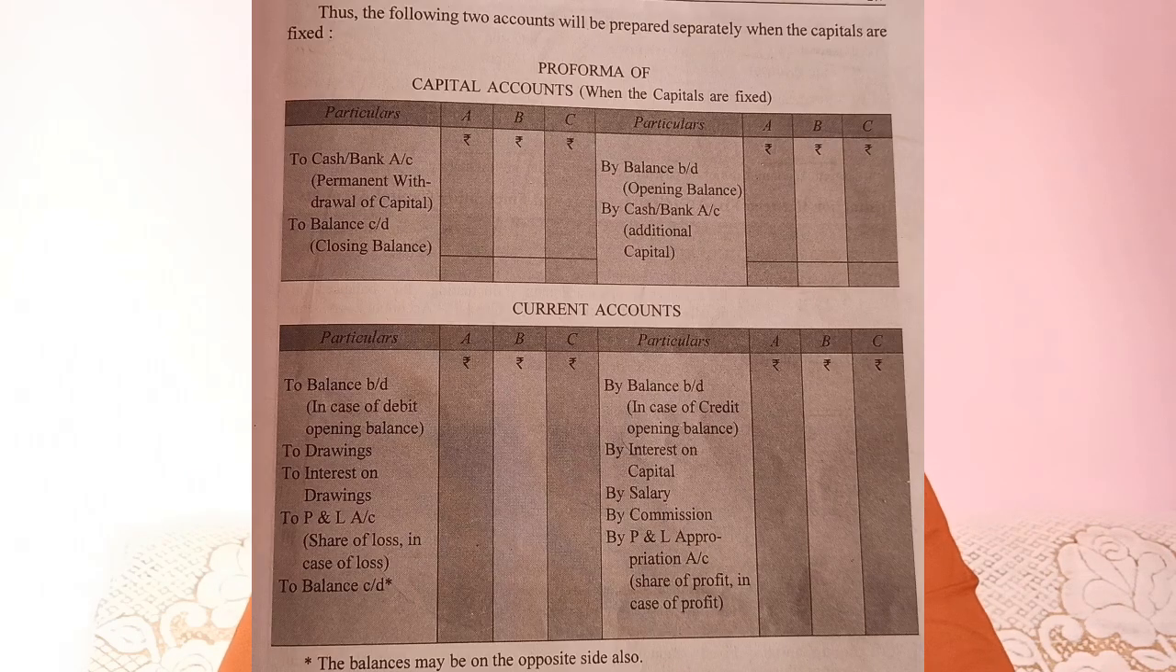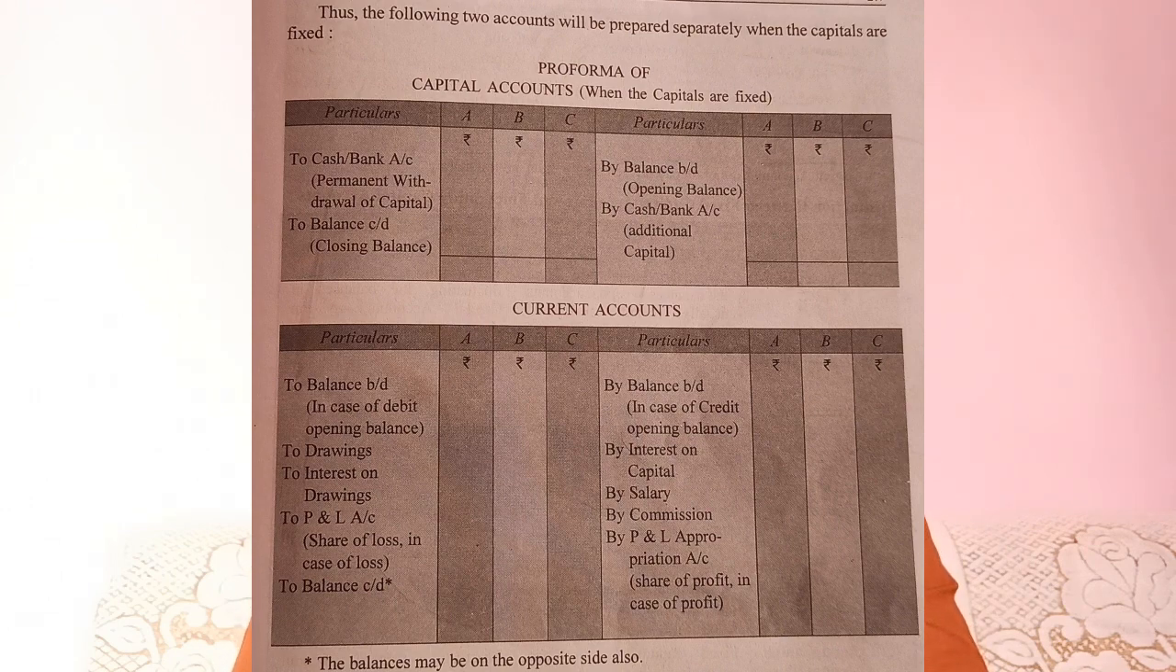The main difference between the fixed capital and the fluctuating capital is, if the capital does not change in further time, then it is called fixed capital, and if the capital changes from time to time or period by period, then it is called fluctuating capital. You can see this proforma to know the difference between the fixed and fluctuating capital.